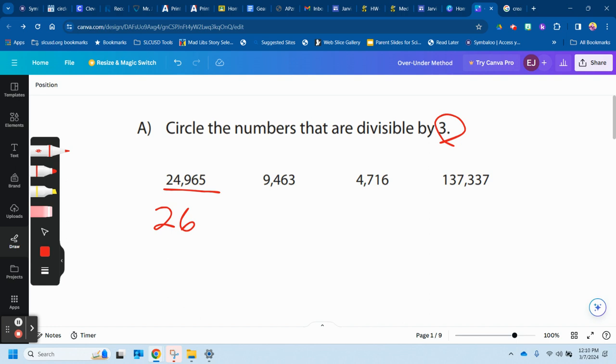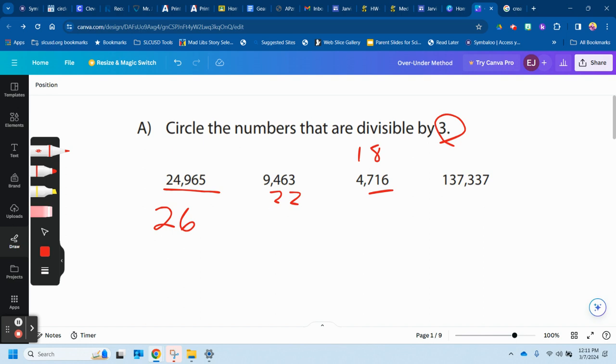No, it's not. But if I add these numbers up, 9 plus 4 plus 6 plus 3, that equals 22. So it also doesn't work. But 4 plus 7, 6 plus 1 is 7, 14. Plus 7 is 14, plus 4 more is 18. I'm just adding the numbers up. Is 18 divisible by 3? It is. 6 times 3 is 18.